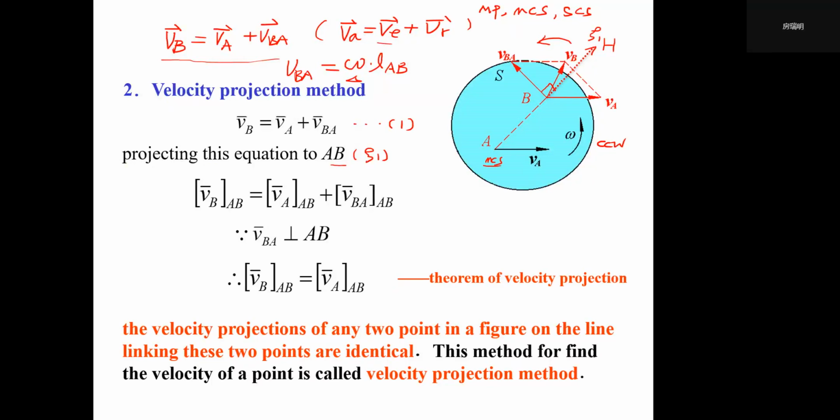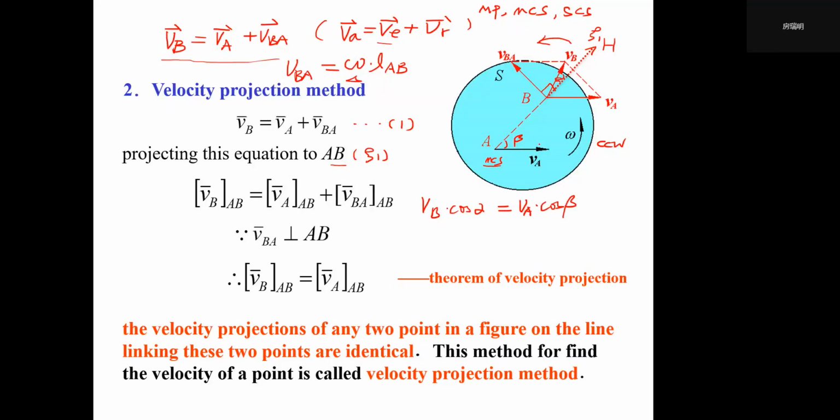Let's see, this angle is alpha, and this angle is beta, right? So VB's magnitude times cosine alpha is the projection component along the positive direction of AB, so it's positive. Then we draw the equal sign. Then we consider VA: if we know the intersection angle between the link line AB and the direction of VA, then we can write VA times cosine beta, right?